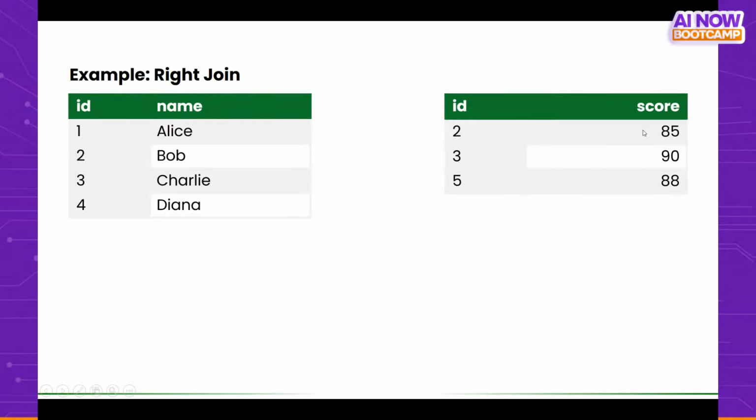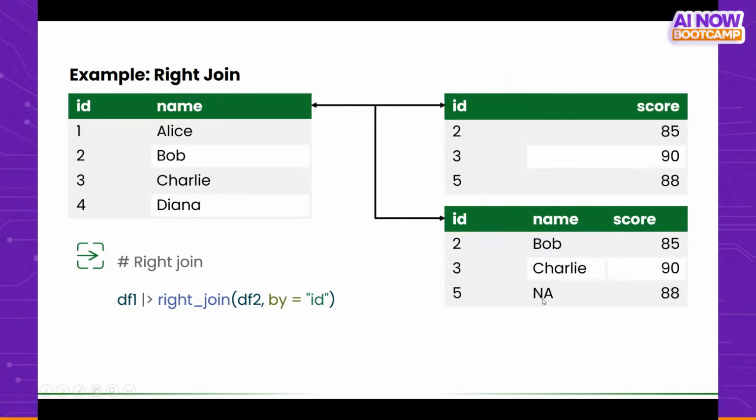So all the information here will be kept, while it will only match where the information is in the left. So where there is no information, it will throw an NA. You can see NA is here because there is no ID5. There is no ID5 in the right join. That is why the NA is coming here.